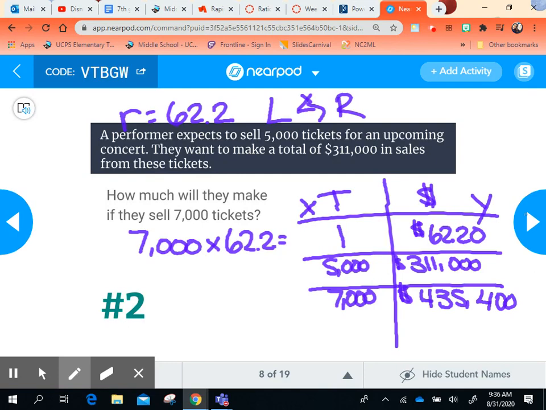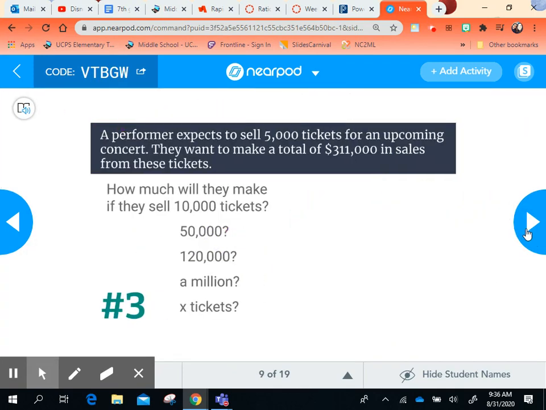So 435,400. Good job. So this is exactly what we've been doing all of last week. We're figuring out our unit rate table. Let's go ahead and look at our next slide. Okay, how much will they make if they sell 10,000 tickets, 50,000 tickets? So I want you to just solve for 50,000 and 10,000 in your table.